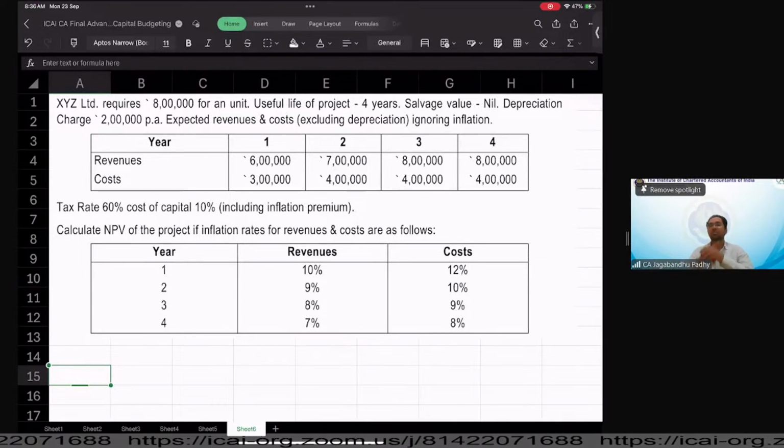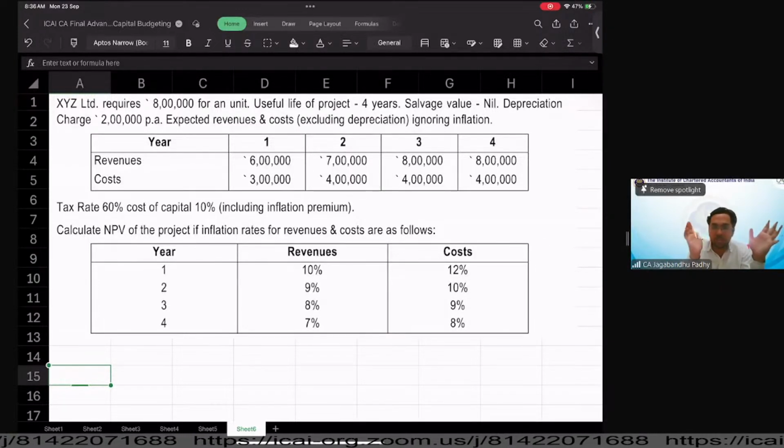Why are we going to solve this question using only the nominal rate and not the real rate of return? Is this part clear, everyone? Because the inflation rate is not constant. The inflation rate is different for different years. So how do I calculate one single real rate of return? This question cannot be solved using the real rate of discounting. Rather, we have to solve it using the nominal rate.